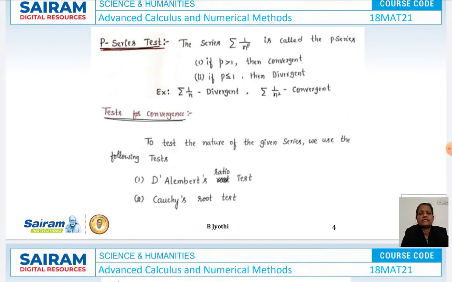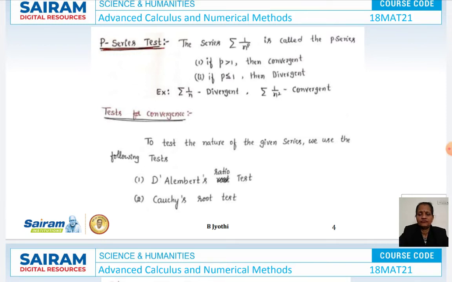Next is P-series test. The series summation 1 upon n power p is called a P-series. If p is greater than 1, then it is convergent. If it is less than or equal to 1, then it is divergent. Example, summation 1 by n is divergent and summation 1 by n square is convergent.